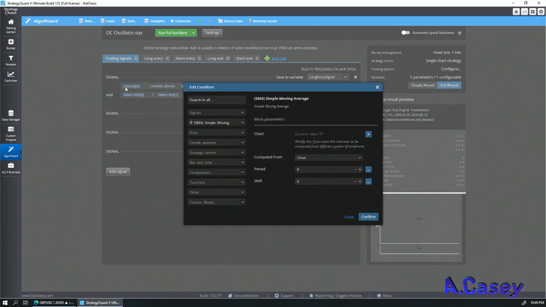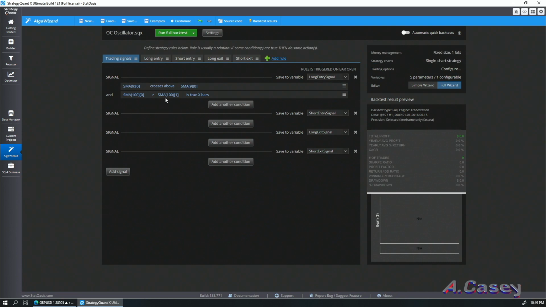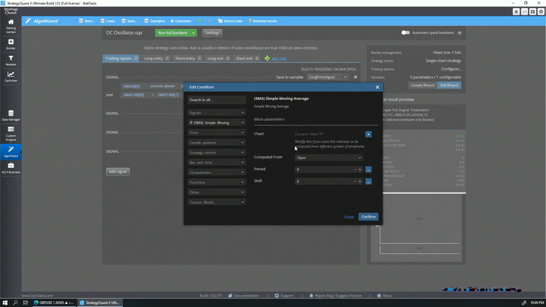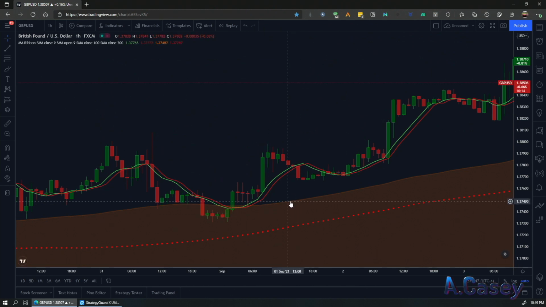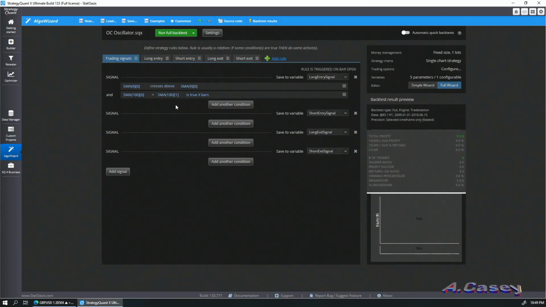And here is the trading logic. So when the SMA of 9 periods of the close crosses above the SMA 9 period of the open, and when the SMA 100 is greater than the SMA 100 1 bar ago, so we are looking for this to be rising. Now in SQX we have SMA is rising. The problem is SMA is rising for 1 bar.